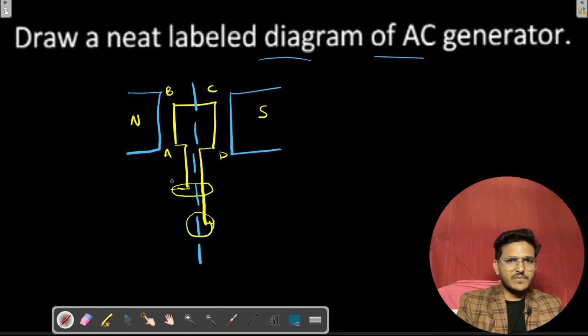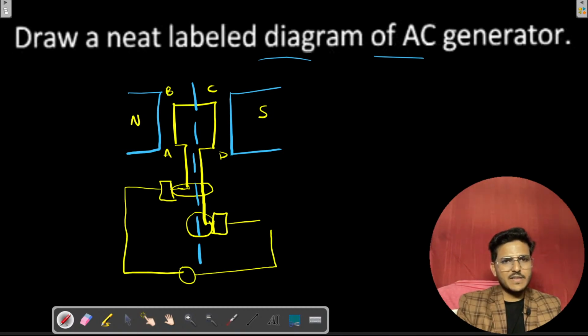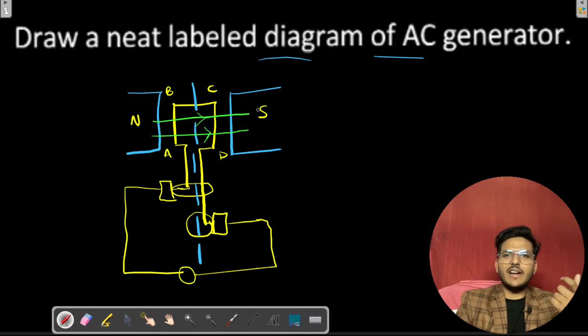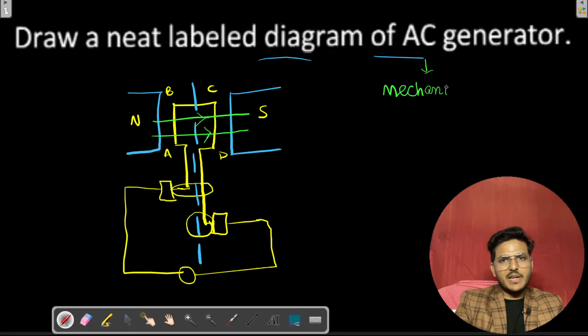Now, just put a carbon brush over here, and connect it. See the working. As you know, the magnetic field lines go from north pole to south pole. This is the path of magnetic field. This is AC generator. AC generator, that means we rotate this generator and we collect the current. This one, mechanical energy converted into electrical energy.